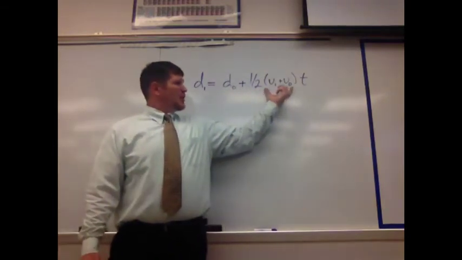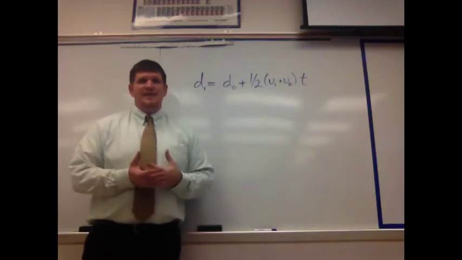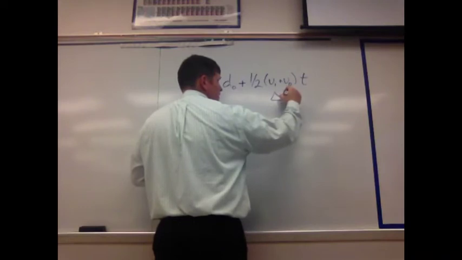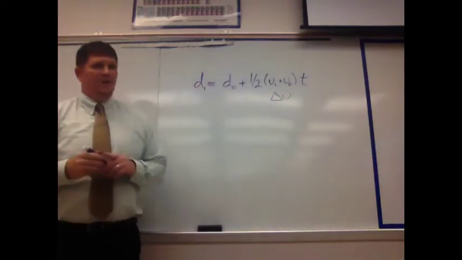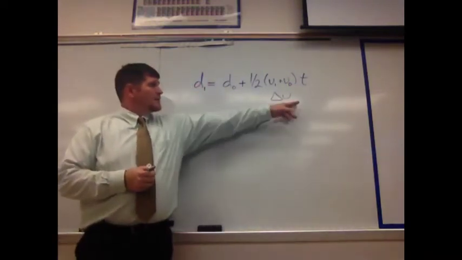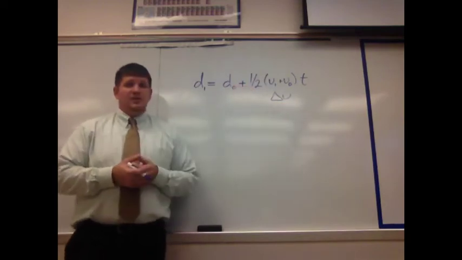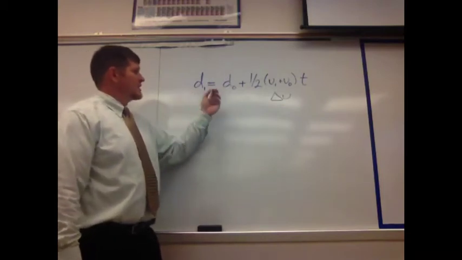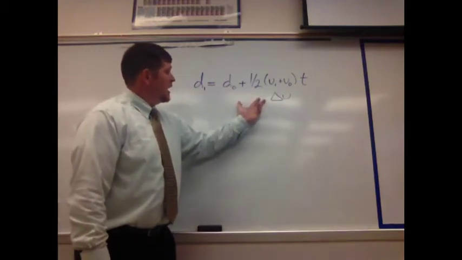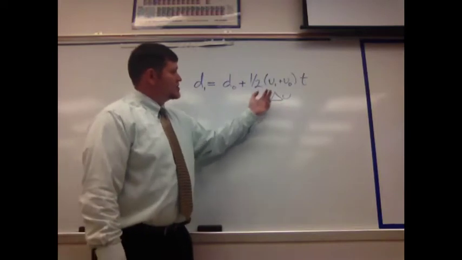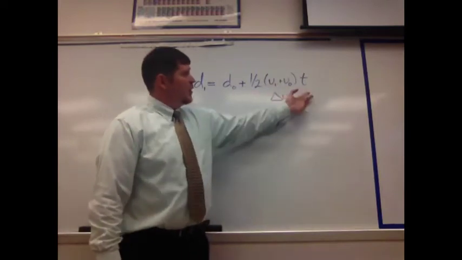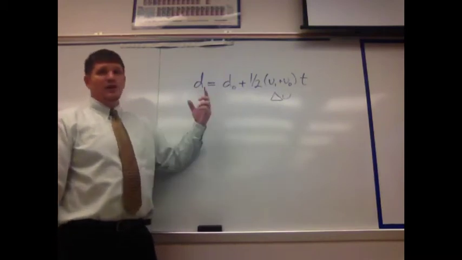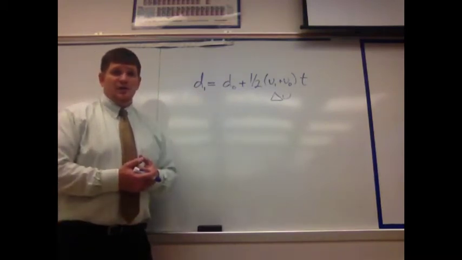Now this whole little part right here that's in parentheses, that's basically just our change in velocity. So sometimes you'll see it written as delta V. Okay, so don't freak out when you see delta V. Times our T. We'll see this equation again quite a bit. But we can solve for any of these variables: distance, distance initial, our velocity initial, our velocity final, or our time. Sometimes we'll also see this written so we can solve for change in distance. Those are all things that we can solve for.